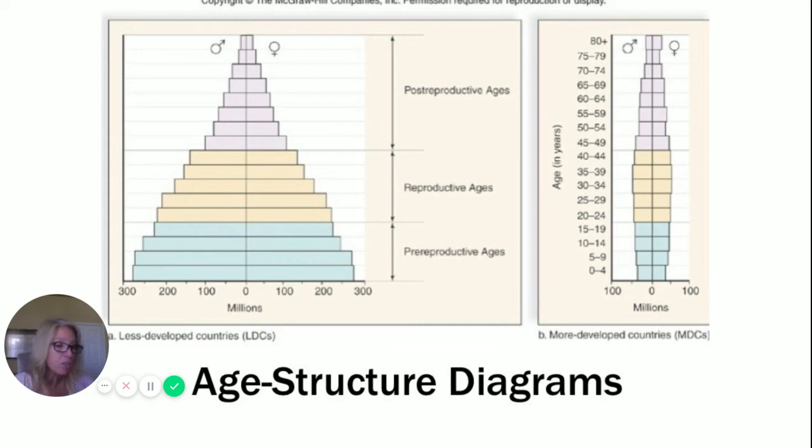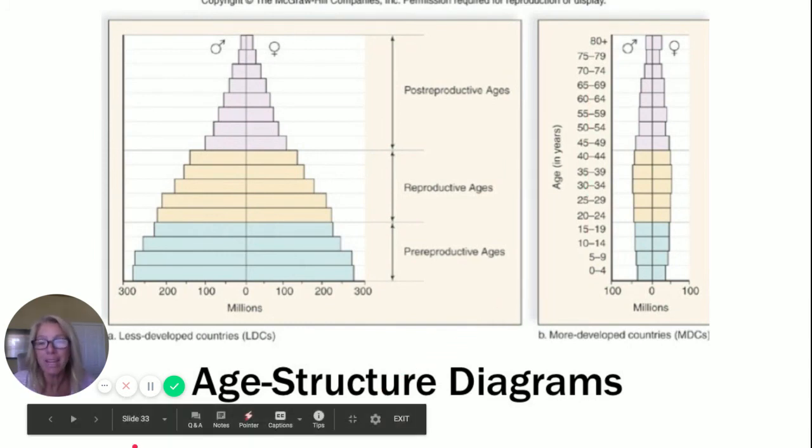In LDCs, you have more women entering from pre-reproductive to reproductive. You have that pyramid shape, and you have continued growth. It's a very unstable age structure diagram. Whereas in more developed countries, it's more of a column shape, and you have a stable age structure diagram.